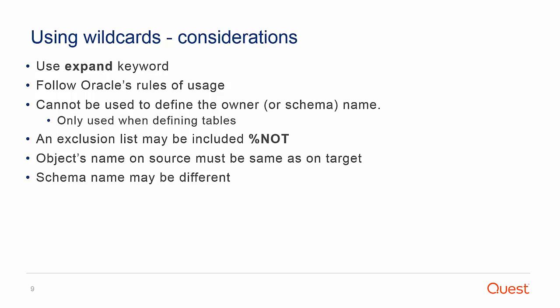The following considerations are to be used when using wildcards in the config file. Must be indicated by using the expand keyword. Wildcard characters are valid object name characters. Wildcards cannot be used to define the schema name. If used in schema name, SharePlex will assume these are part of the schema. An exclusion list may be included to further refine the set of tables. The exclusion list follows the table specification and is indicated by the keyword not. Source object name must be the same as the target object name. Tables may belong to different owners and reside in different schemas.